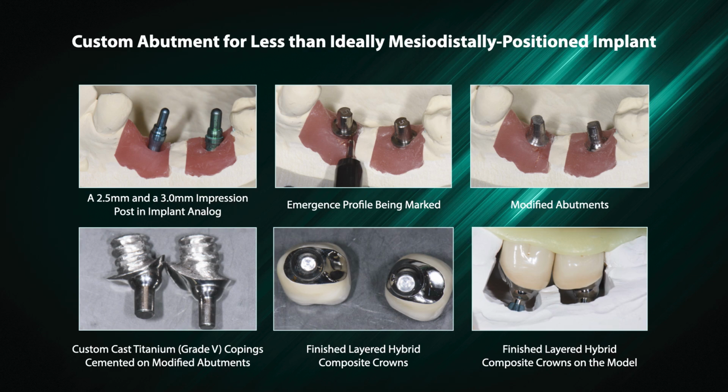Custom abutment for less than ideally mesiodistally positioned implant. The top left image shows a 2.5 mm and a 3.0 mm impression post in implant analog. The top middle image is an emergence profile being marked. The top right image shows the modified abutments.